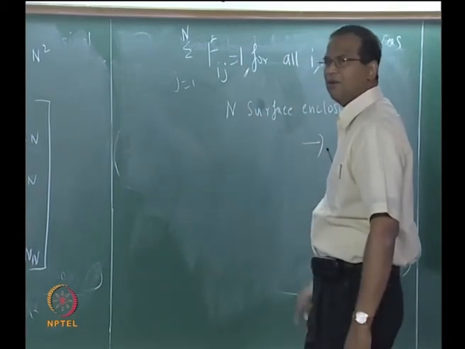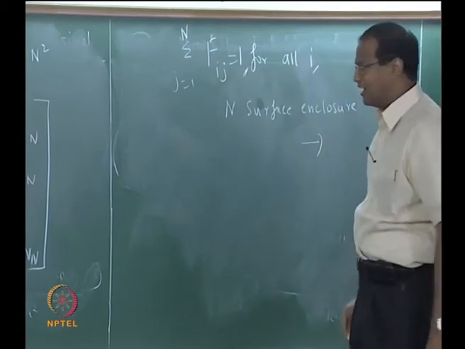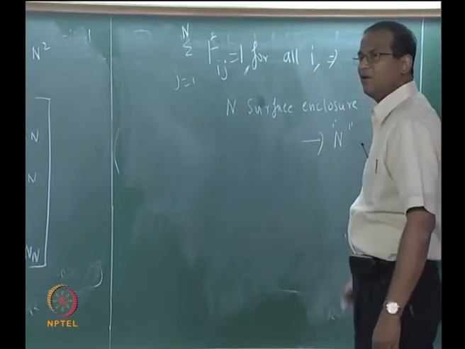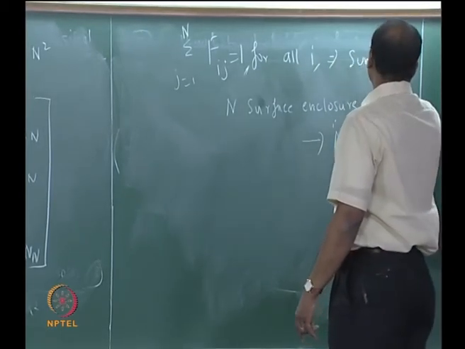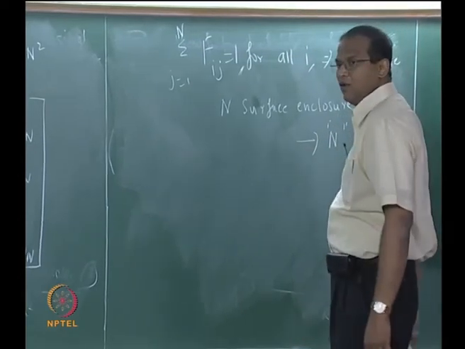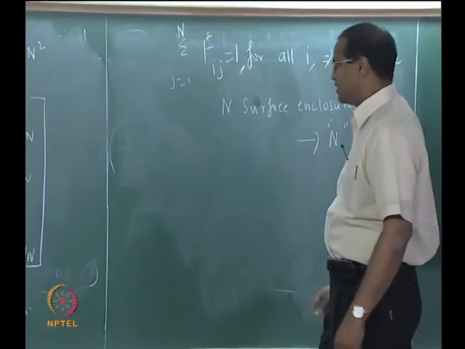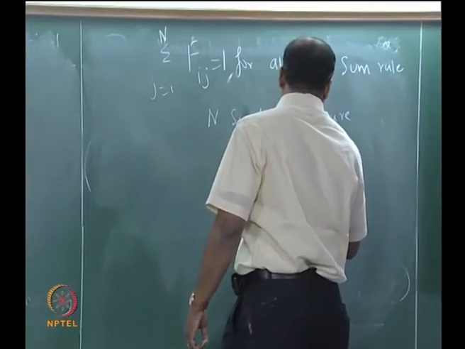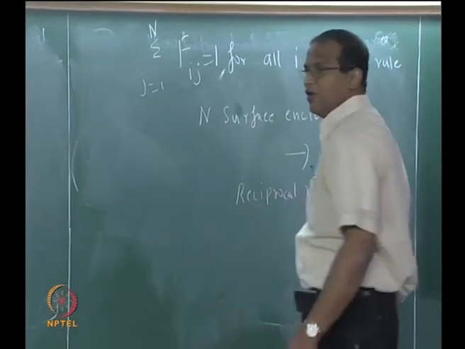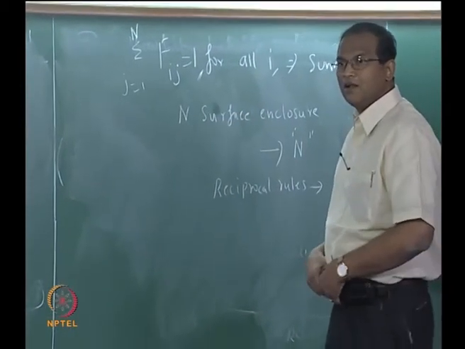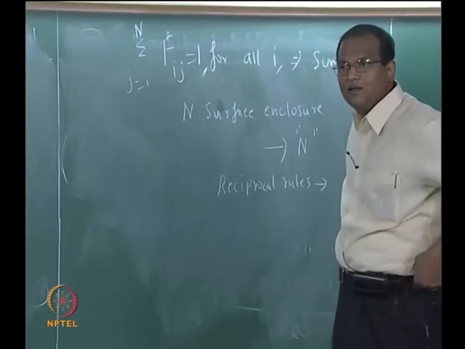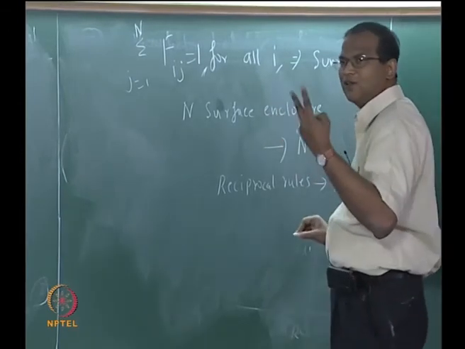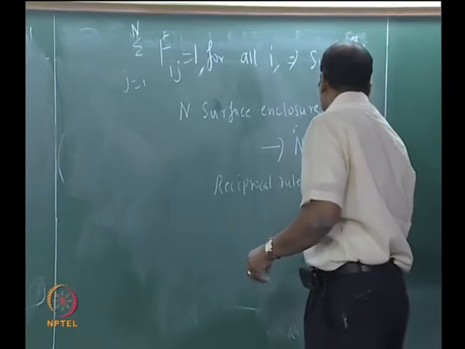How many such rules are available? N. By the way, this is called the summation rule or the sum rule. For an n-surface enclosure, how many reciprocal rules are there? You take NC2, very good, NC2 relations, two combinations, taking two surfaces at a time. This is equal to n into n minus 1 by 2, right.